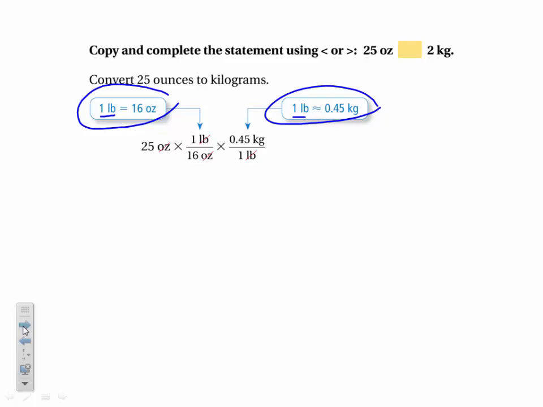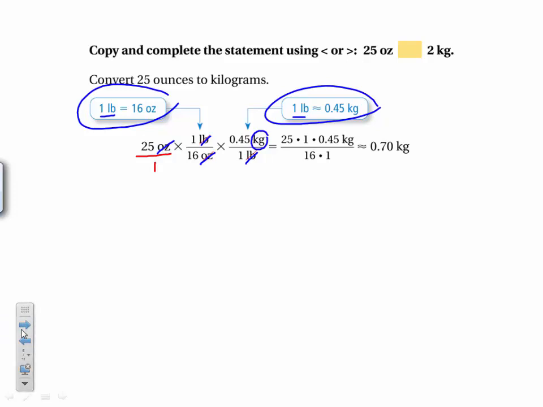So we're going to start with our 25 ounces, use our first ratio to set it up with our ounces on the bottom so they cancel out again. Then we're going to set up our second ratio with our pounds on the bottom so that those cancel out, leaving us with just kilograms. So then when we multiply our numerators and our denominators, we end up getting 25 times 1 times 0.45 kilograms. Again, imagine this first number as a fraction so you can see those numerators and denominators. And then you have 16 times 1 on the bottom. When you do that math, you end up with about 70 kilograms.